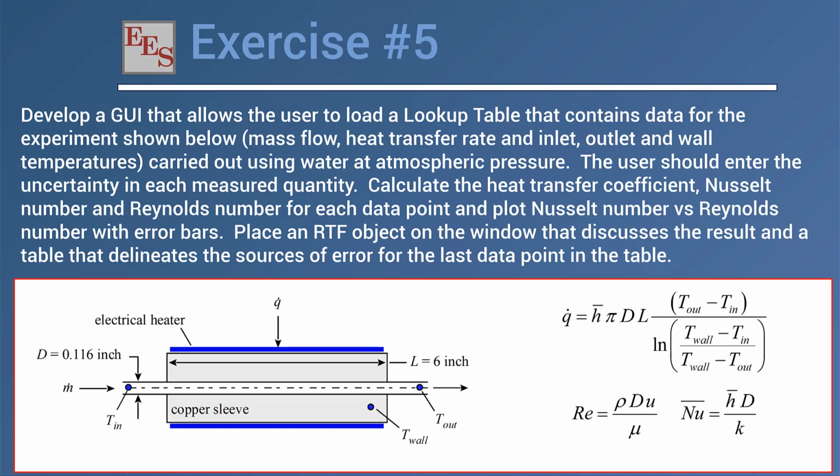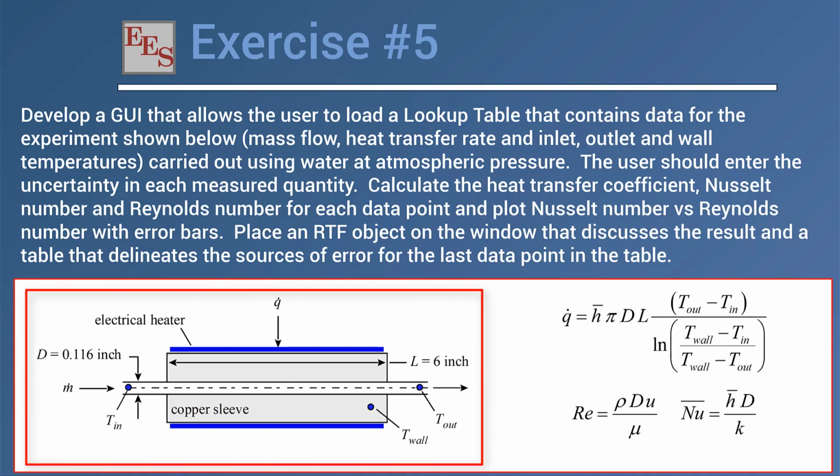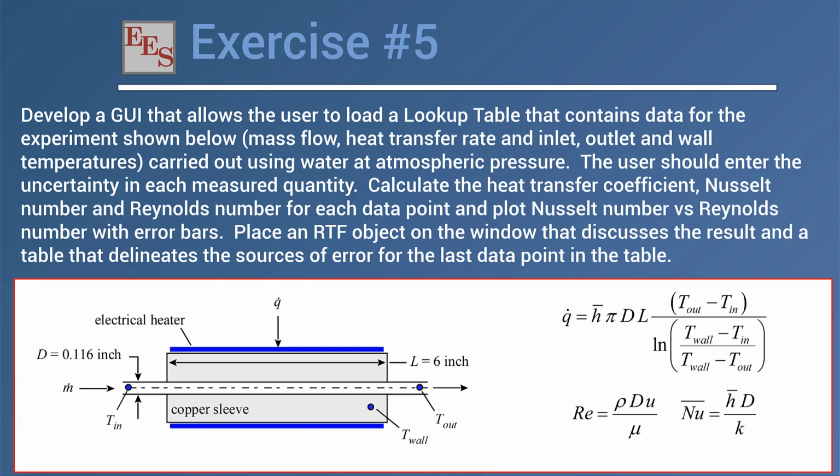So it's down here you can see a picture of an experiment that's meant to determine the heat transfer coefficient for an internal flow. So you have an internal flow of, in this case, water at atmospheric pressure, going through this test facility. The test facility measures the mass flow rate. It measures the heat transfer rate going to this copper sleeve, which then goes to the water, and it measures the inlet and outlet temperature of the water as well as the wall temperature of the copper sleeve. So the copper is meant to give it a constant wall temperature. You can see the diameter and length are indicated as well.